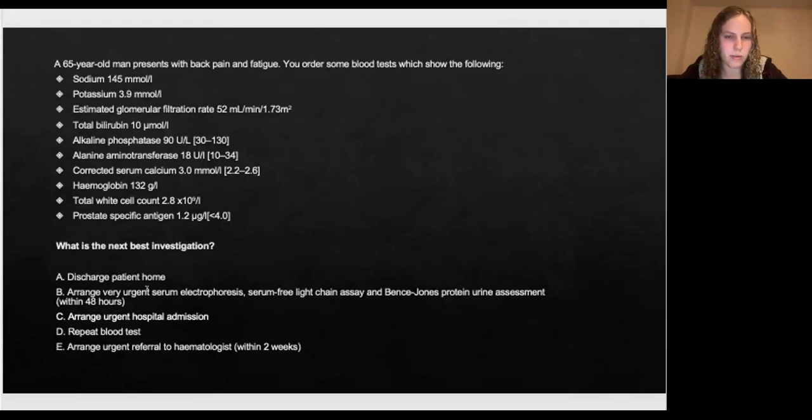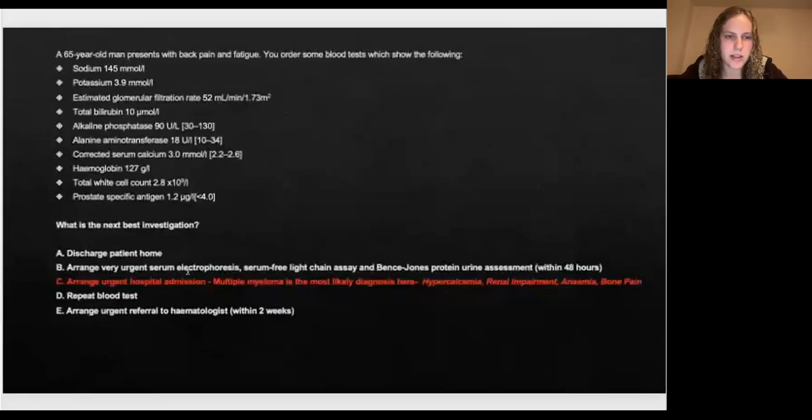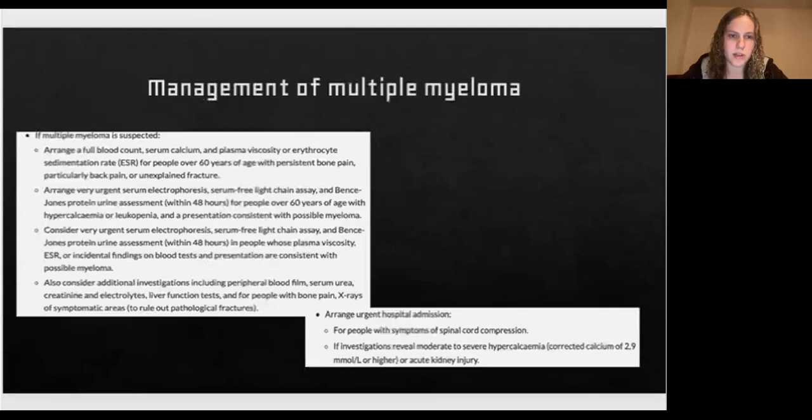So how do you figure out what you need to do? Well, again, you have to refer back to the guidelines for this. So I'm just giving you the answer. The answer is arrange urgent hospital admission. And the reason for that is the hypercalcemia. It can be quite dangerous, actually. And so that's why you admit to hospital.